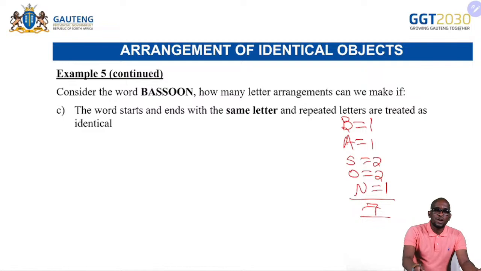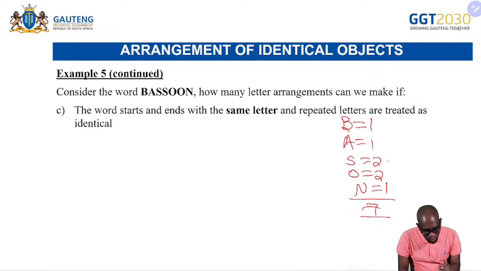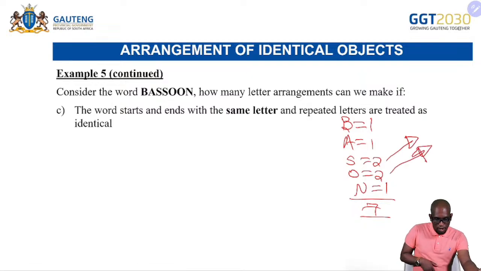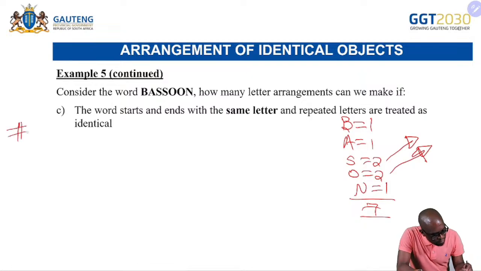Now, if they say the word starts and ends with the same letter, we can start and end with letter S or start and end with letter O. Since we have 2 possibilities, the first possibility is starting and ending with S. The second possibility is starting and ending with O. So we can resolve this into cases as well.